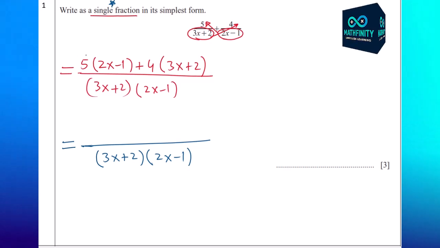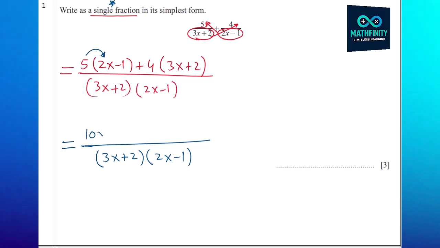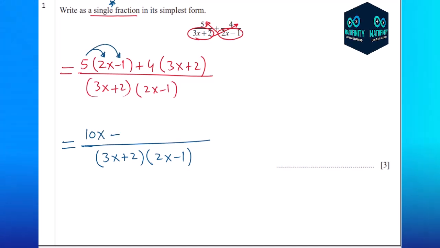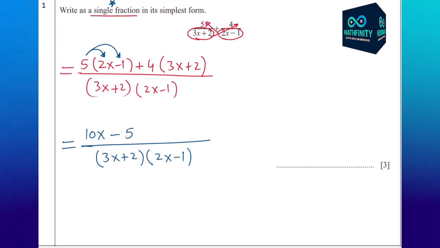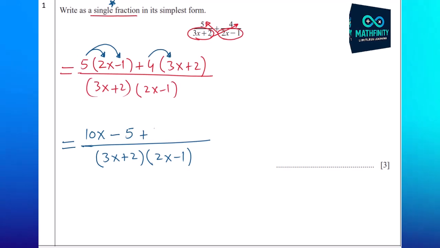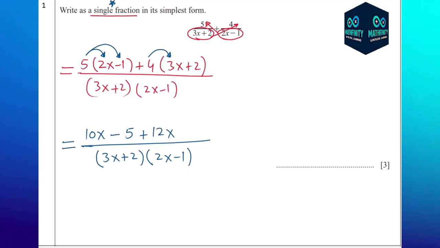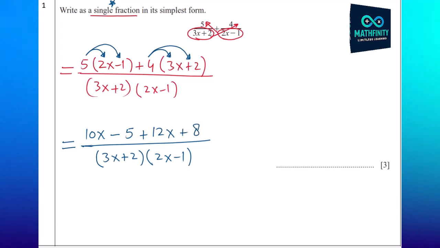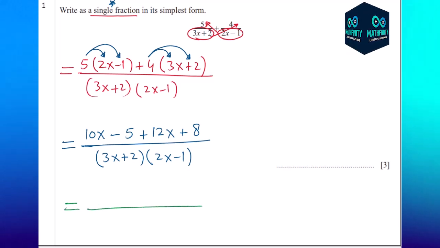So just open the bracket in the numerator. Multiply 5 with the 2x, it will be 10x. Minus 5 is going to multiply with 1, so it will be minus 5. Now similarly we have to multiply this 4 here. So positive 4 times 3, 12x, and then 4 we have to multiply with 2, so it will be 8.